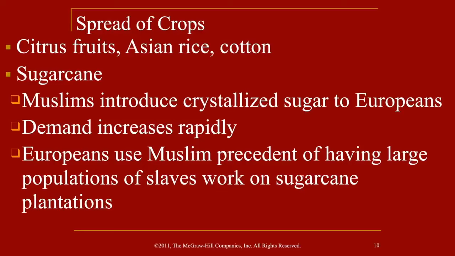For a number of reasons, Europeans weren't able to really embrace sugar from sugar cane as a part of their diet because of environmental factors, because of trade network restrictions, because sugar is kind of temperamental. If it gets wet, it's no good. And so by making crystallized sugar, the Muslims are able to move this farther out from where they grow it, specifically in warmer climates. And as Europeans start to taste something sweet, the demand increases rapidly. Up to this point, many Europeans were just using honey to sweeten a lot of their foods. Europeans used Muslim precedent of having large populations of slaves work on sugarcane plantations to facilitate this process.